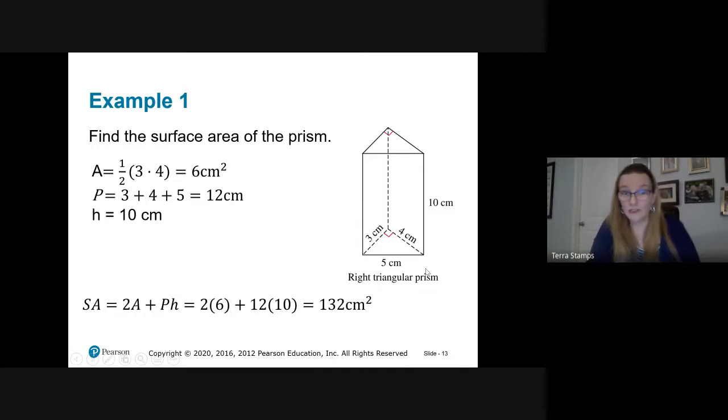So using this formula for the prism, surface area is 2A plus PH. I just found all those individual components. Remember, A is the area of the base. And then just plugged these in.